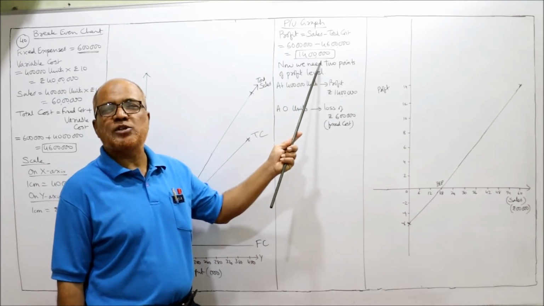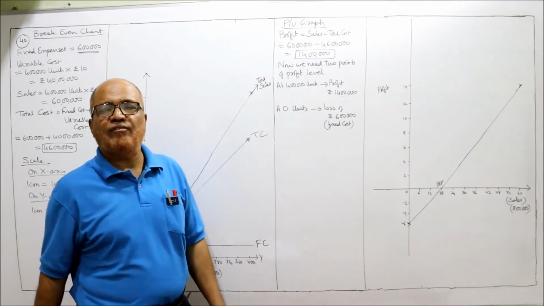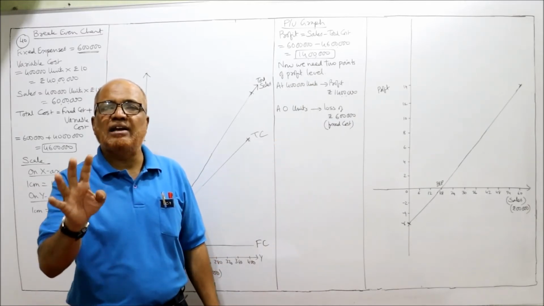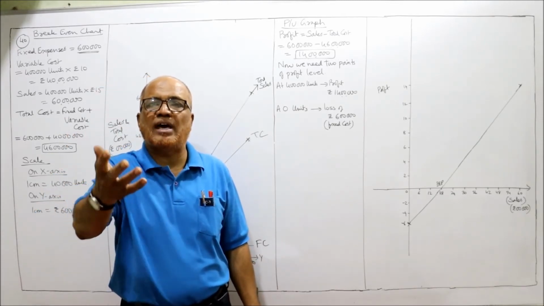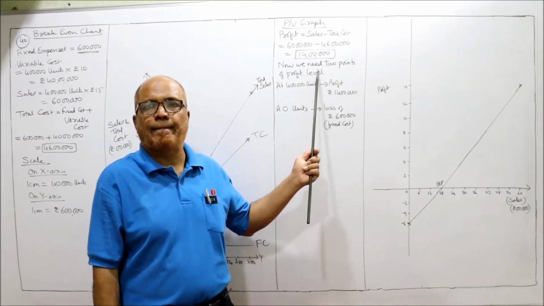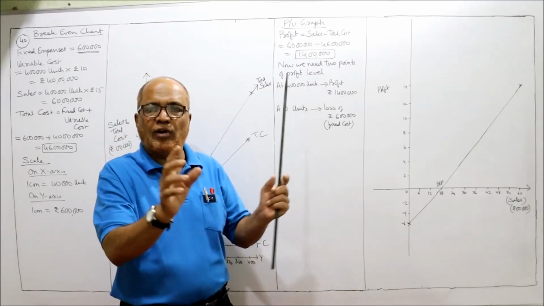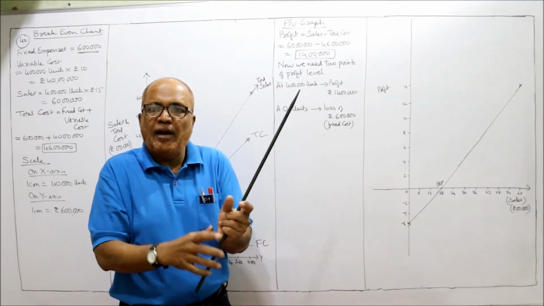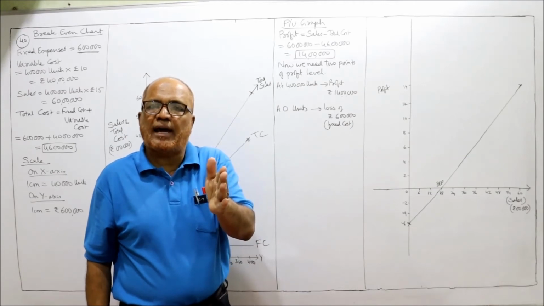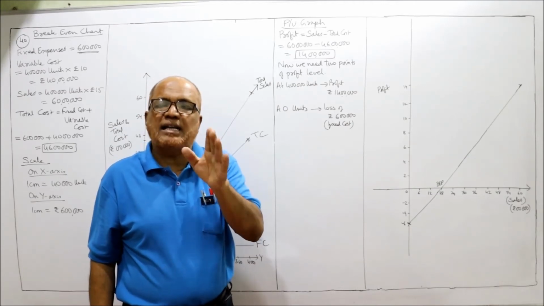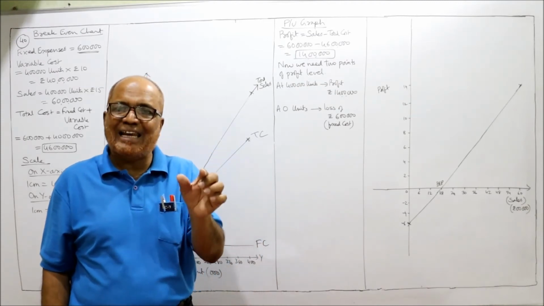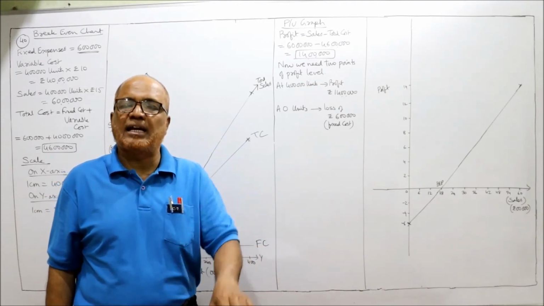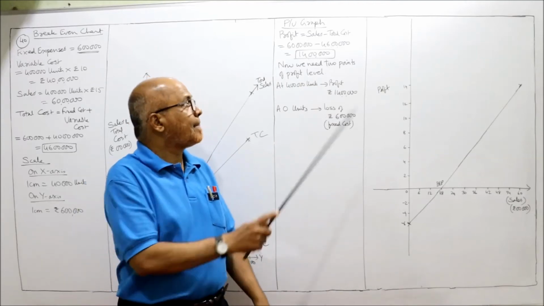So 14 lakh rupees profit. When are we getting 14 lakh profit? When we are selling 4 lakh units. When we sell 4 lakh units, we are getting a profit of 14 lakh. One point we got, a pair. What is that pair? At a sales of 4 lakh units, or you can say at a sales of 60 lakh rupees, we are getting a profit of 14 lakh.